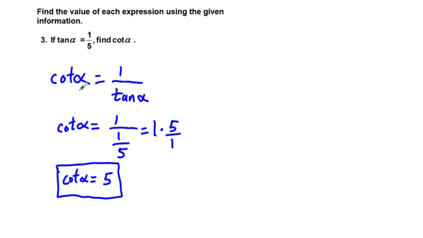It makes sense, because tangent is opposite over adjacent, which is 1/5, and adjacent over opposite is going to be the reciprocal of 1/5, which is 5. Again, reciprocal means what number do you have to multiply by another number to equal 1? Well, 5 times 1/5 equals 1.